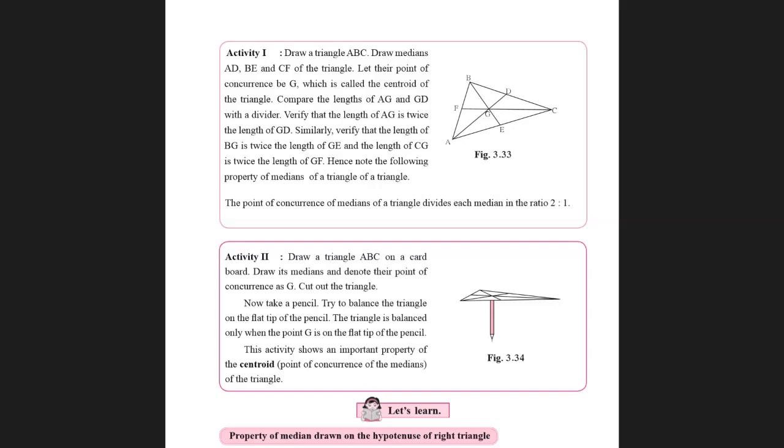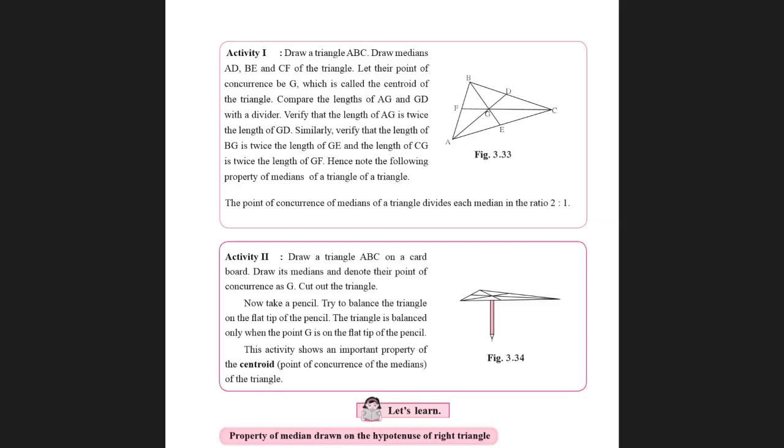So if you were to measure AG and GD, you will find AG is twice the value of GD. Similarly, CG is twice the value of GF and BG is twice GE. So the point of concurrence of medians of a triangle divides each median in the ratio 2:1. So this is what we infer from this activity. If you were to draw medians to a triangle, you will find that the medians are divided in the ratio 2:1.